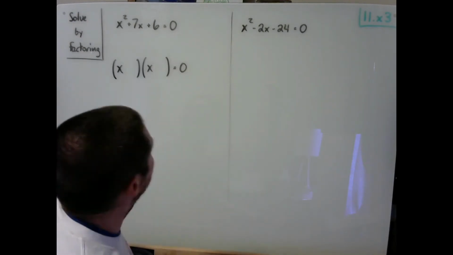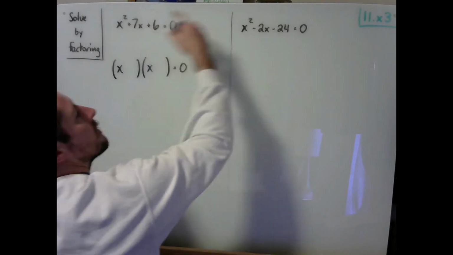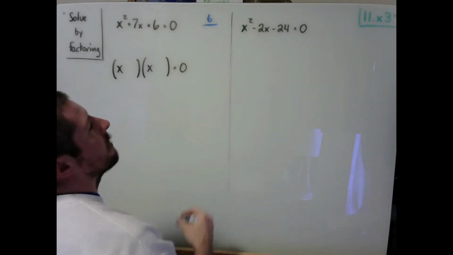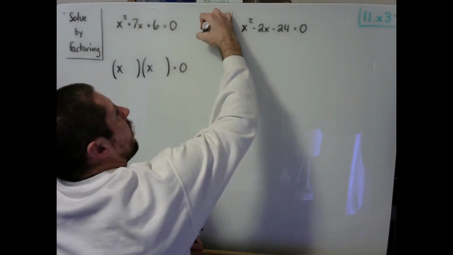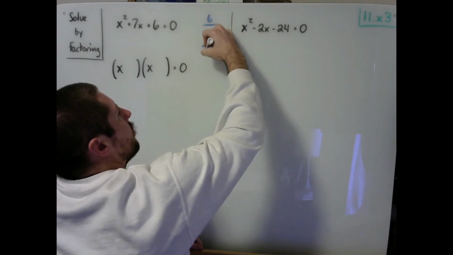What I generally do here, my little bit of side work that I'm going to show, is always going to start with my C term, in this case 6. And I'm going to make my product pair list for 6. What are all the ways that I can multiply two numbers to get 6? Well, I know that I can do 1 and 6. I know that I can do 2 and 3.